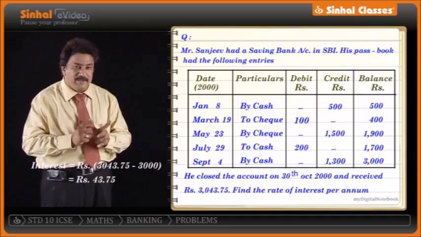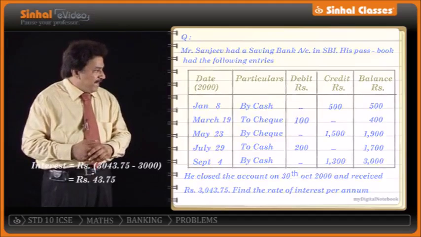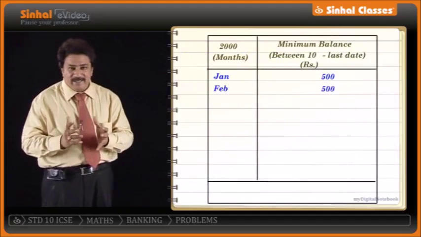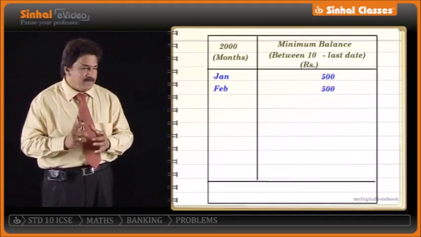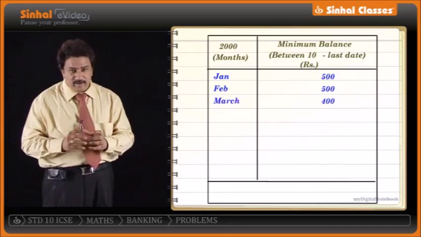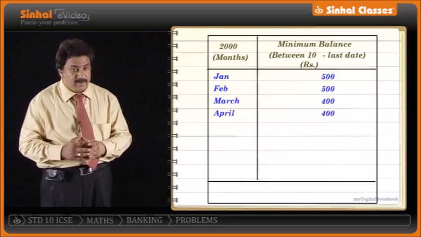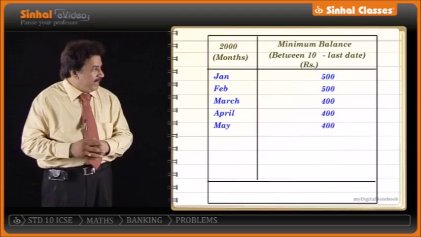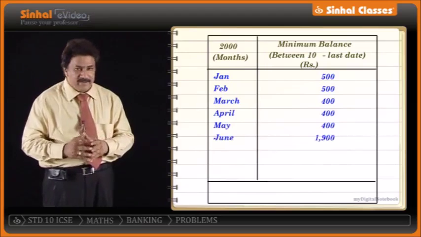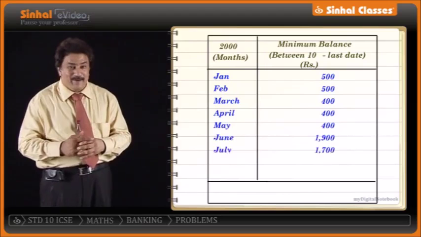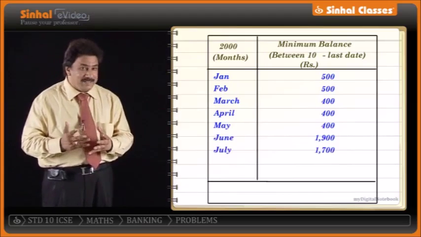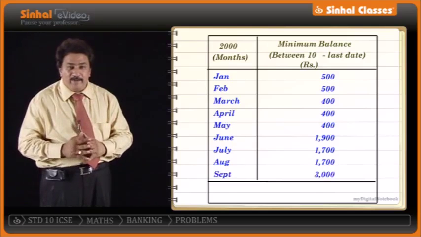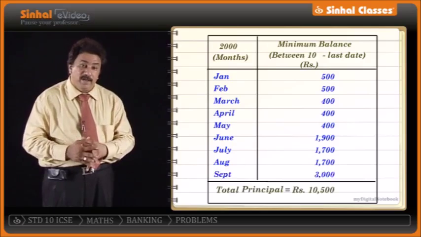That is the minimum balance of each month. For the month of January, the minimum balance will be rupees 500. For the month of February, once again it is rupees 500. For the month of March, it is 400. For the month of April, it's again 400. And for the month of May, it is still 400. June, it is 1,900. July, once again, it is 1,700. August, 1,700. And September is rupees 3,000. You add them together, you get 10,500. That is nothing but the total principal.